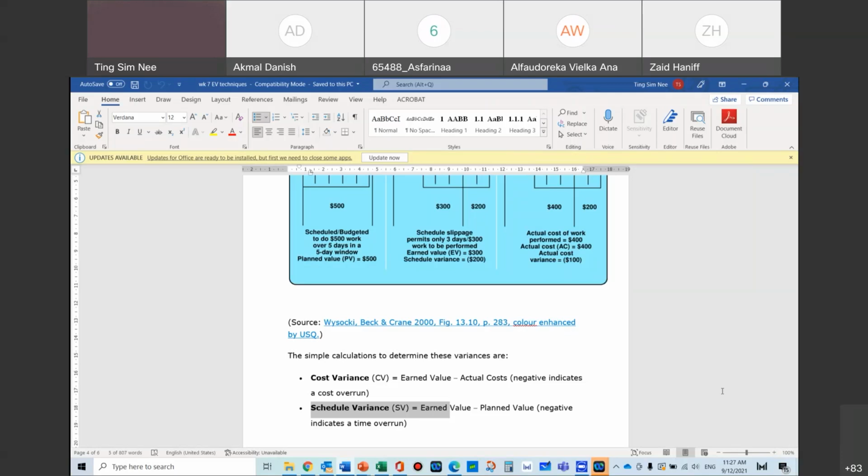Then from the EV perspective, it will be I've only done the budgeted cost of the work performed. Meaning that for that 60%, what was the cost that you're supposed to be using? What is the budget that you're supposed to be using for that particular 60%? That is the EV.